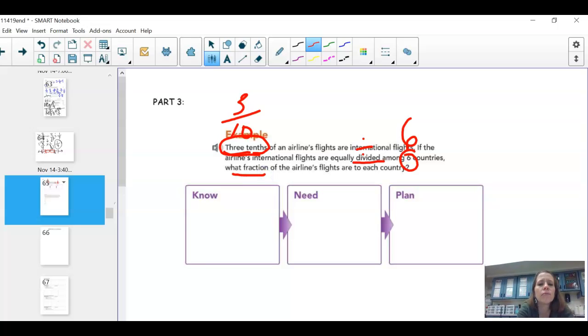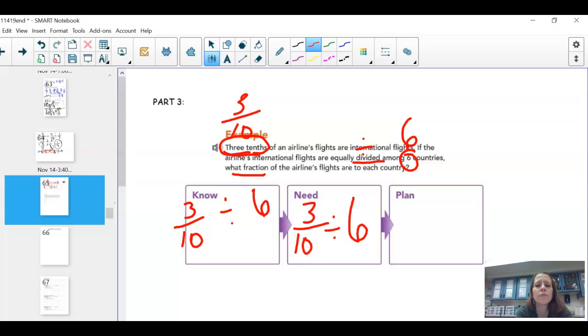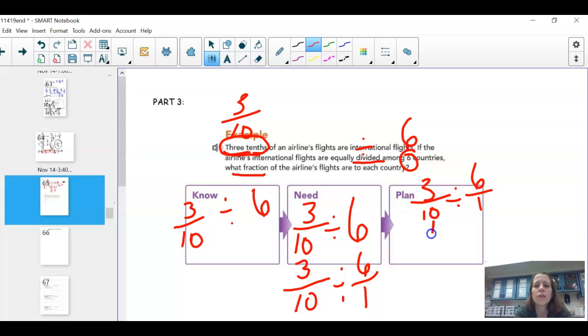So what do I know? 3/10. Yo sé esto. I know I'm dividing, and I know I have 6. So what do I need to do? 3/10 divided by 6. I need to do 3/10 divided by 6 over 1. So my plan, 3/10 divided by 6 over 1. This one stays the same, multiplying by 1 over 6.